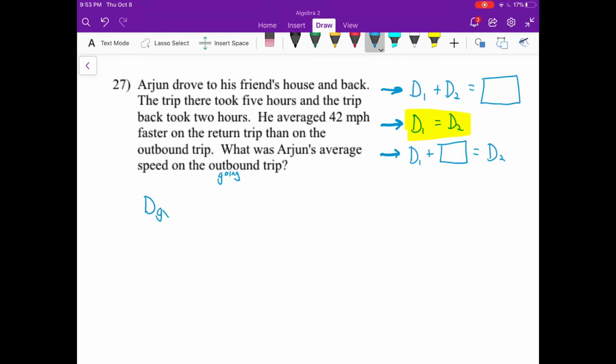Let's just use a G. Distance going is going to be equal to the distance returning. So just so we remember what G and R stand for.